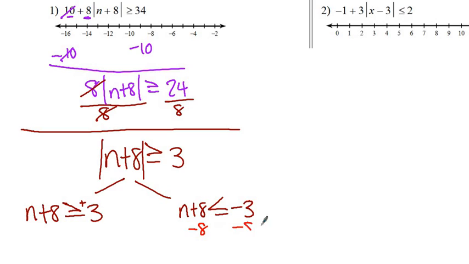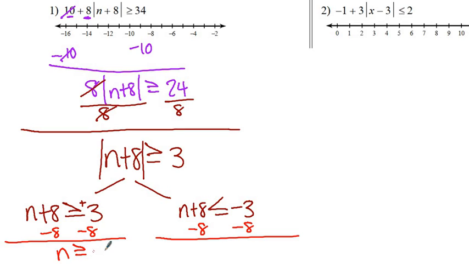So now let's solve this like we normally do. We'll subtract 8 over here and also over here. So we have n is greater than or equal to 3 minus 8, which is negative 5. And over here, negative 3 minus 8 is negative 11.